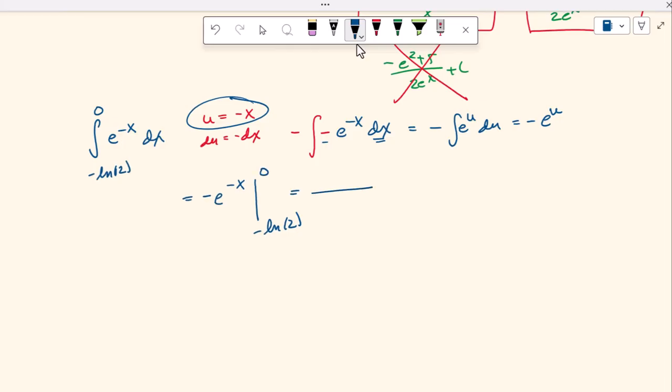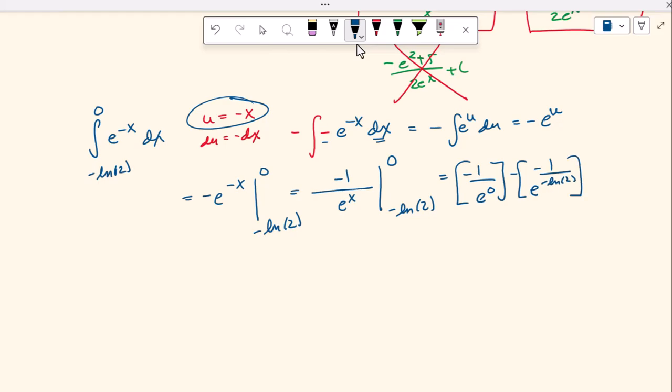So if I wanted to, I could rewrite this first. I could flip it and then evaluate it, or I can evaluate it with the negative exponent, whichever works better for you. So I have minus 1 over e to the 0 is my upper, and then my lower would be negative 1 over e to the minus ln of 2. Okay, let's simplify. E to the 0 is 1, so this is negative 1 over 1. And then a negative times a negative is a positive 1. E to the negative ln of 2. I'm going to leave that right here for now.